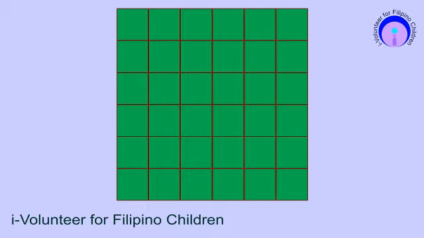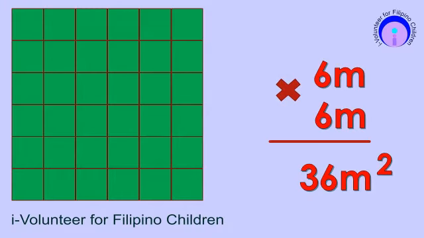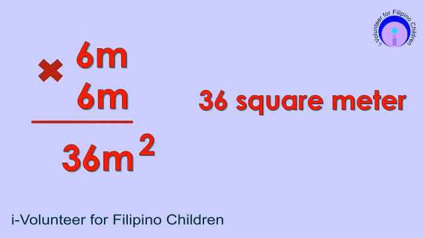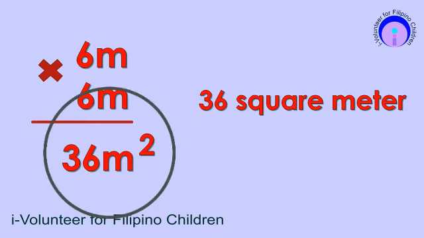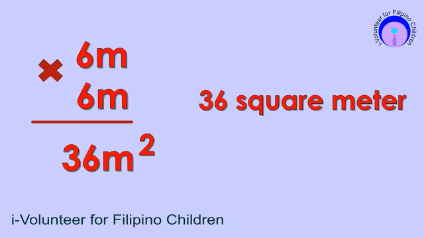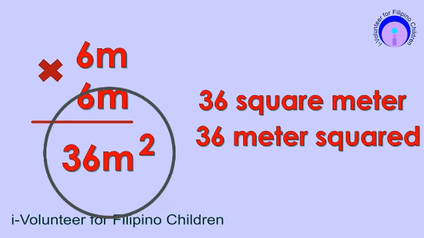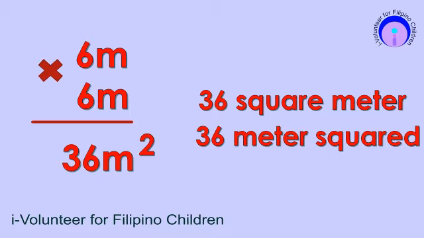How many square units did you count? If one side of the square is equal to 6 meters, what is the area of the said figure? 6 meters times 6 meters is equal to 36 square meters. It can also be read as 36 meters squared.